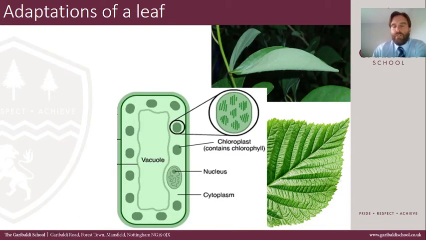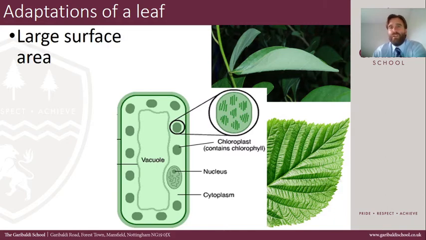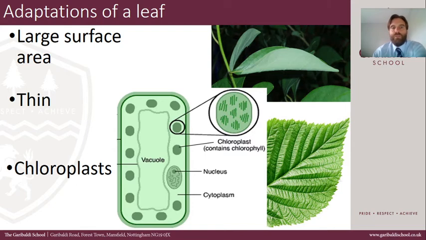So leaves are adapted, and you'll notice that leaves all generally look quite similar. Okay, they all generally have a large surface area. They're all generally quite thin, so their depth, if you like, is not big at all, and they generally are green, so they contain lots and lots of chloroplasts.